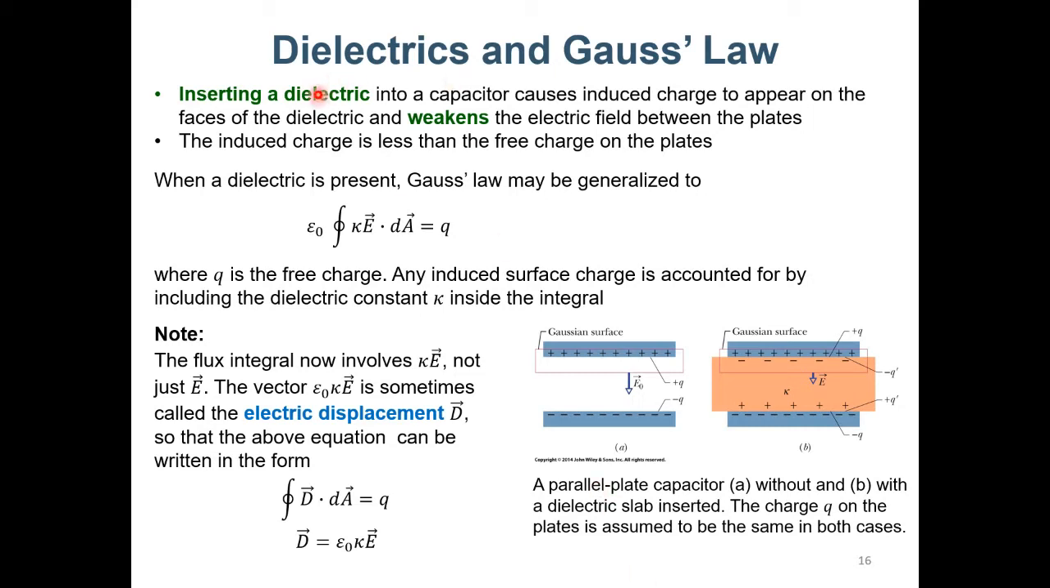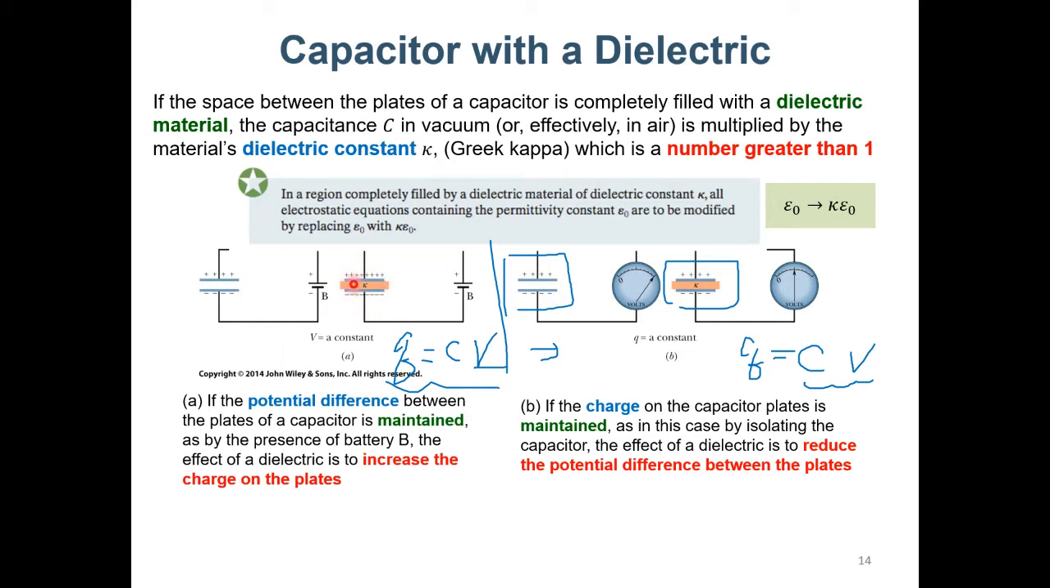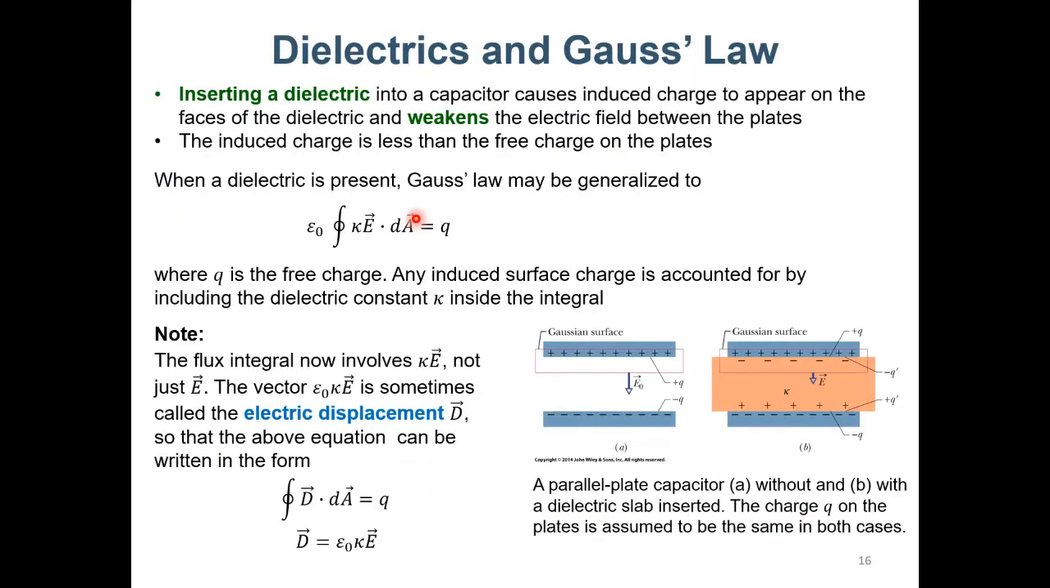Dielectric and Gauss's law. Inserting a dielectric into a capacitor causes induced charge to appear on the faces of the dielectric and weakens the electric field, as I mentioned on the previous page. Between the plates, the induced charge is then free of charge on the plate. Just now we mentioned that if we use a capacitor with a dielectric, we just replace epsilon naught by kappa epsilon naught. So in Gauss's law, we can just replace epsilon by kappa epsilon. But it plugs the kappa inside the integration.